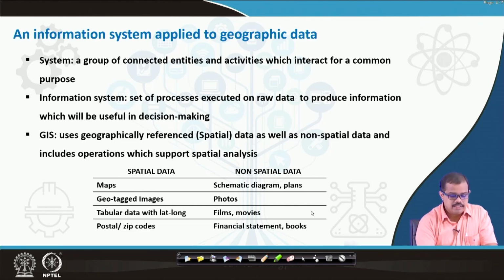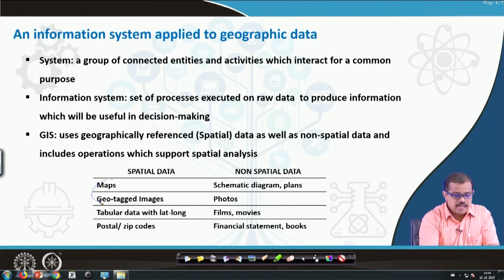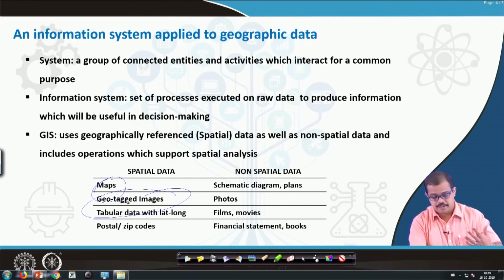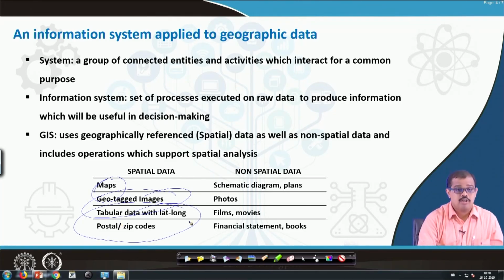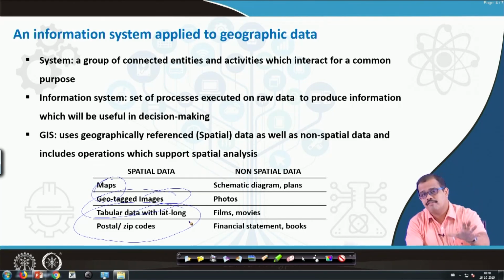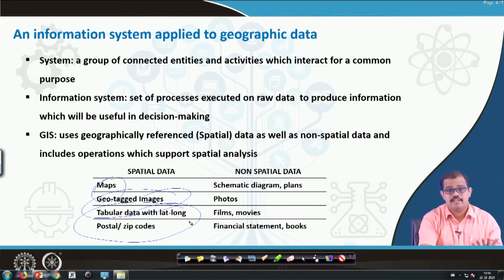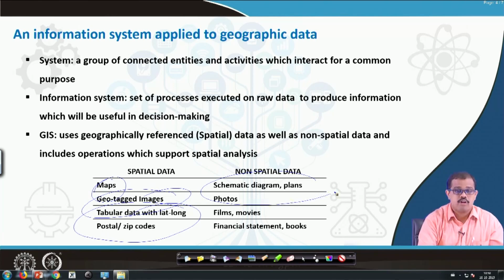When you look at it here, the maps that you use here are spatial data, because they are referring to things that are geographically connected. You have geotagged images which are defining geographically connected data. You have tabular data with lat long, you have postal zip codes, all these are spatial information which are geographically connected. Now you may have a plan which may not have the coordinates or geographical information along with it. This becomes non-spatial data.